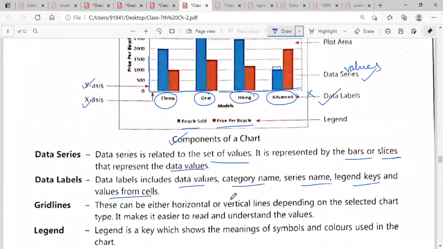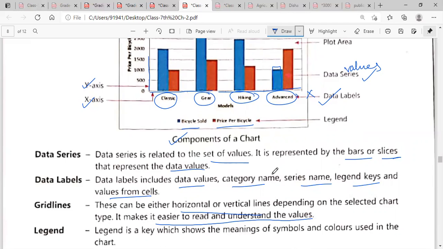Gridlines can be either horizontal or vertical on the selected chart. They make it easier to read and understand. With the help of gridlines, we can easily draw a graph.